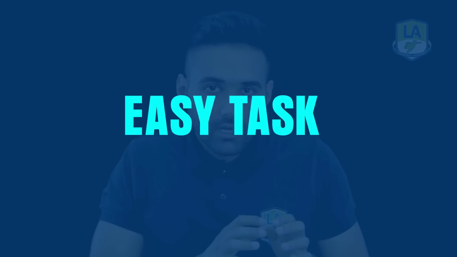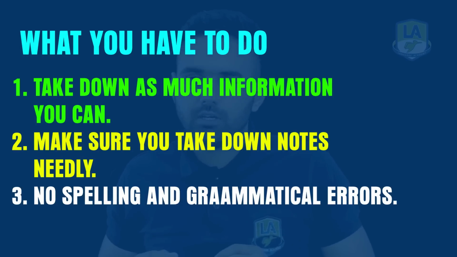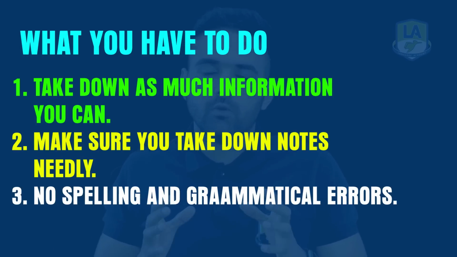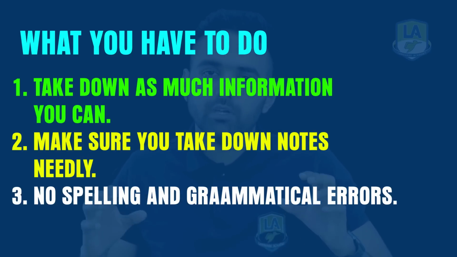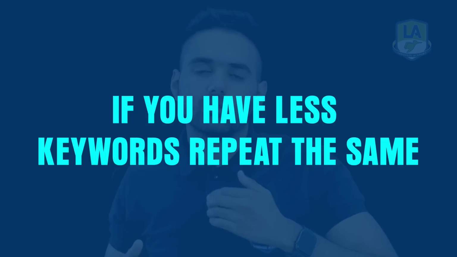I'll quickly summarize the video. Easy task. While the lecture is going on, take down as much information as you can, but make sure you take down notes neatly so that you don't have problem understanding what you have written. You have to manage time as well. Once you have taken down notes, make sure you only write words you are sure about spellings. Once you start typing, follow the template, fill in the key ideas. Any word you're not sure about spellings, don't write it. In case you have less keywords, you repeat the same.